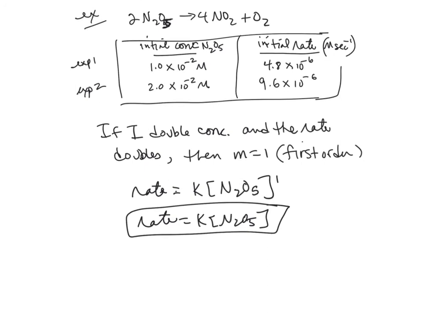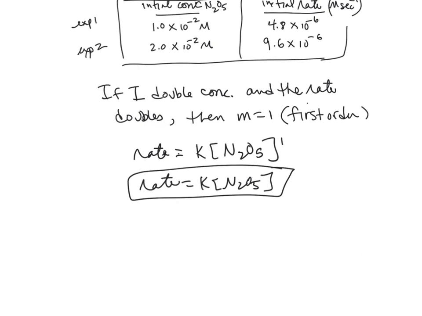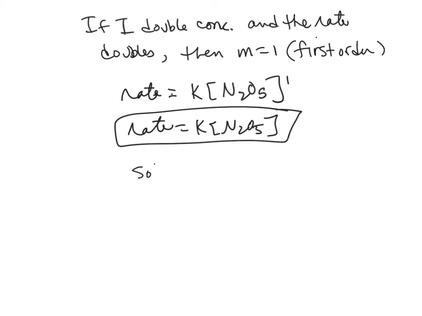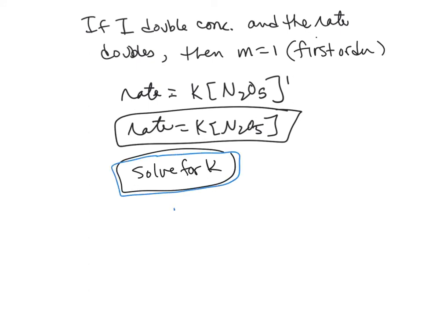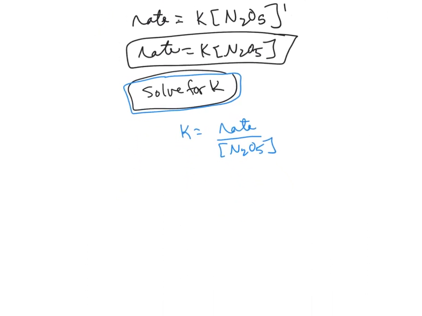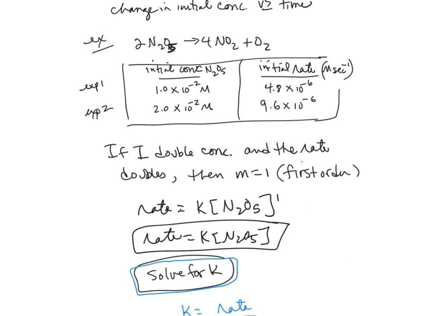We have to know the value of K because the rate constant says something about how fast that reaction is moving. So we want to solve for K next. K in this particular case will be equal to the rate divided by the concentration of N2O5. Now, let me back up to the table here. We can pick any experiment and use the data in the experiment to calculate the value of K. So I'm picking experiment 1, but if I had picked experiment 2, I would have gotten the same value of K as long as I am correct in my rate law.